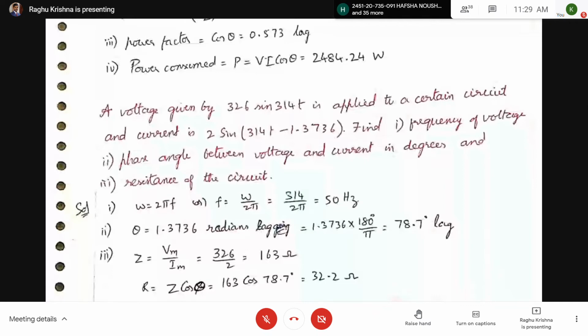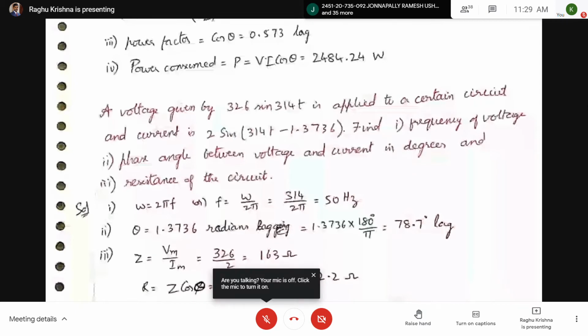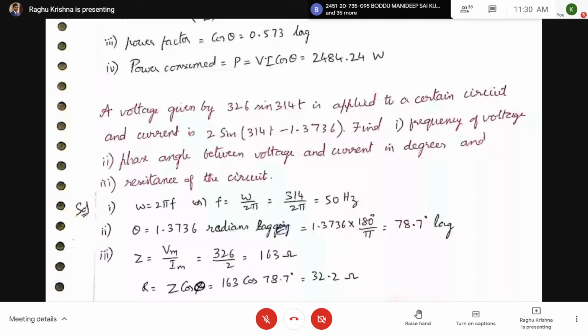Next, the second one, phase angle between voltage and current. How are you going to find it? Here you have the voltage equation and the current equation. Voltage is starting from 0, but the current is starting from a later point, so current is lagging. Here 1.3736 radians. Convert it into degrees, you are going to get 78.7 degrees. So the phase angle is 78.7 degrees lag. As the current lags the voltage, you can take theta as 78.7 degrees lag.